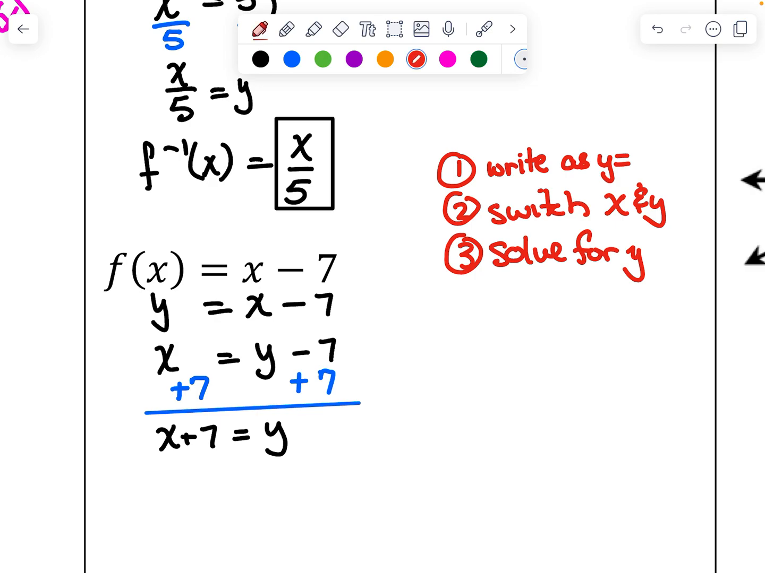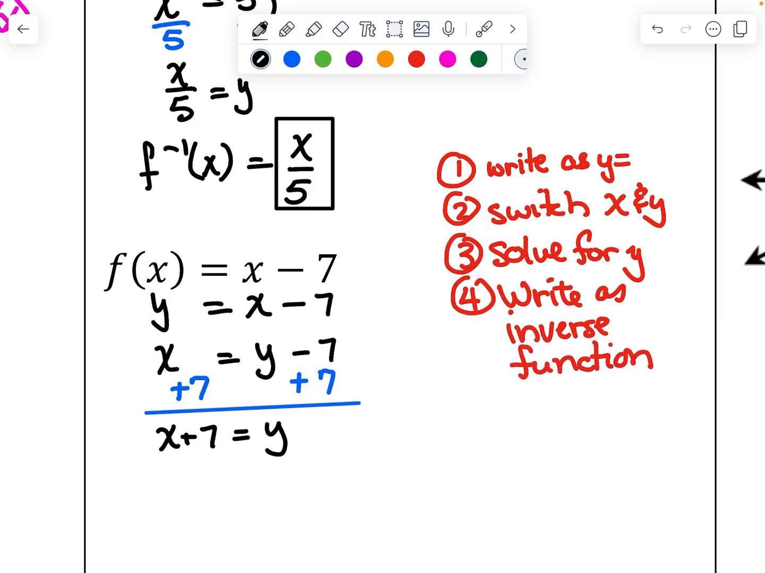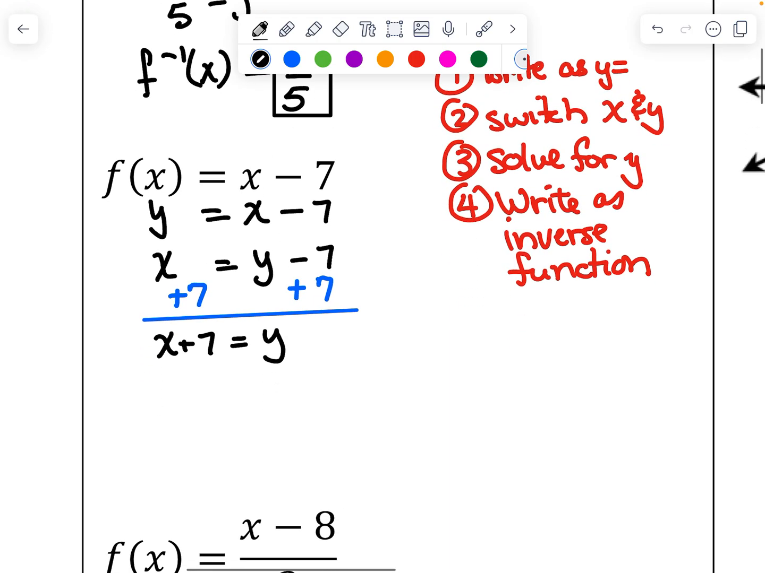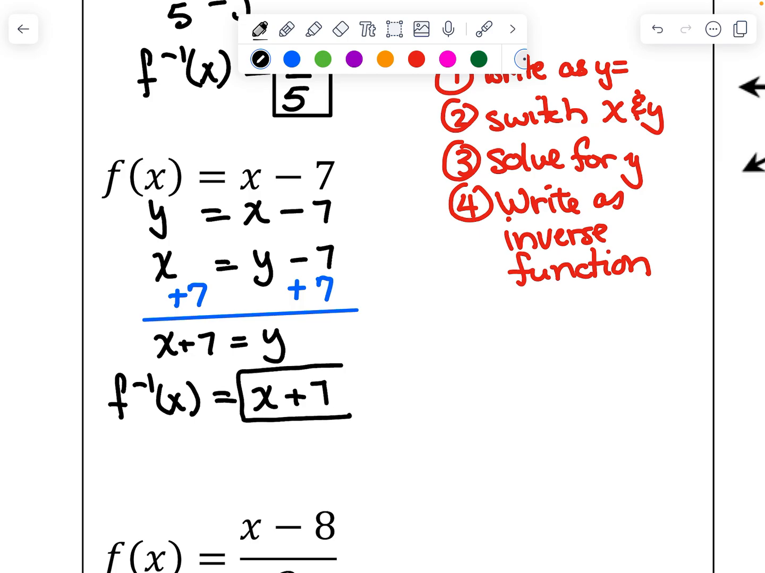And then step 4 is to write it as an inverse function. So then we're just going to take what we have and write it as the inverse of f of x is equal to x plus 7. And what you will put in Canvas is x plus 7.